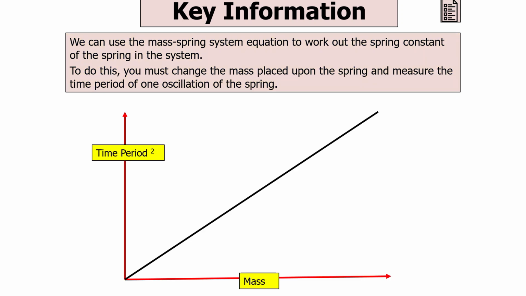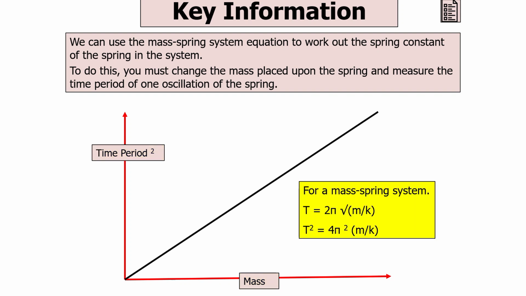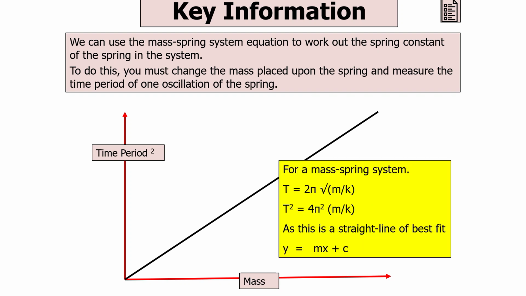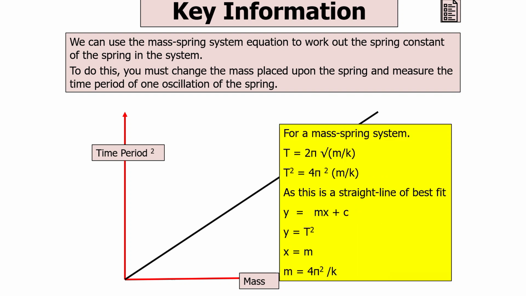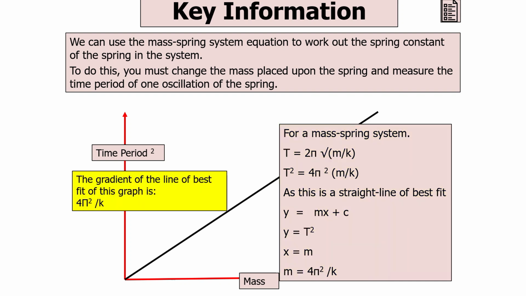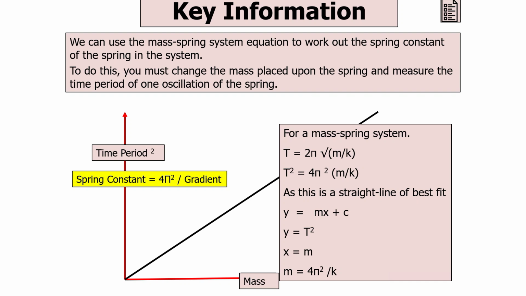So if we plot time period squared against mass, we will get a straight line through the origin. Now we know T is equal to 2 pi times the square root of m over k, or T squared is equal to 4 pi squared times m over k. Now let's consider this as a straight line of best fit, so y equals mx plus c. So in this instance y is equal to T squared, x is equal to m, so therefore the gradient is equal to 4 pi squared over k. So the gradient of the line of best fit of the graph is 4 pi squared over k, and our spring constant is 4 pi squared over the gradient.